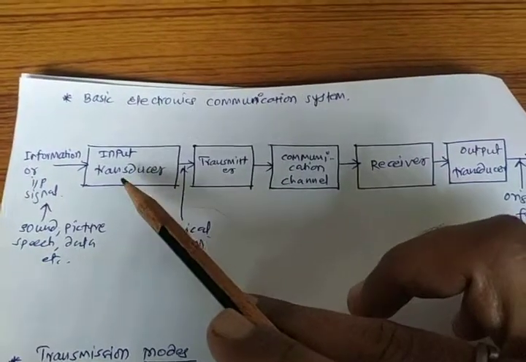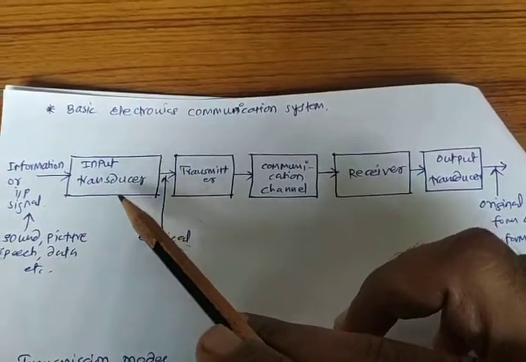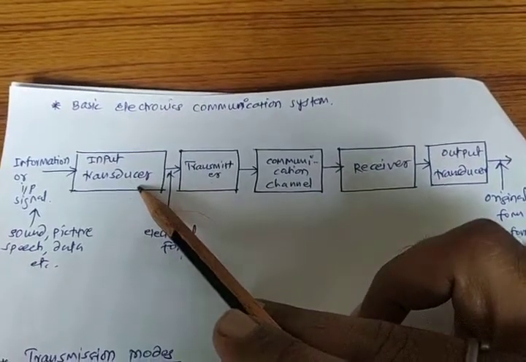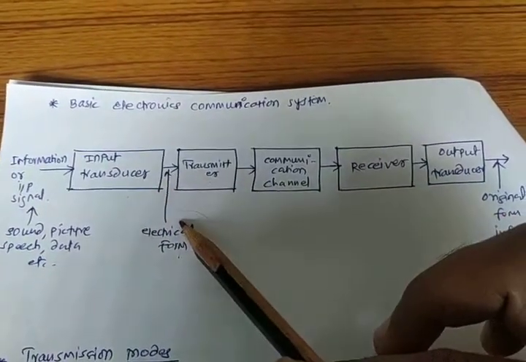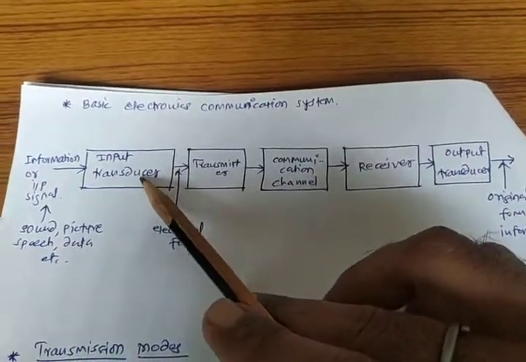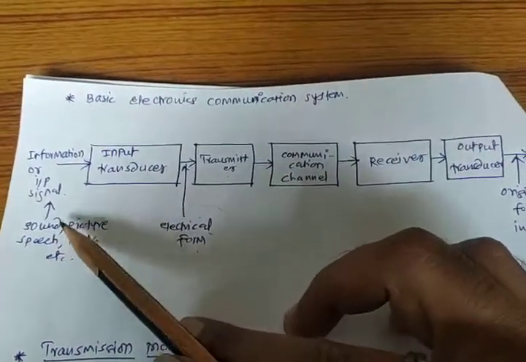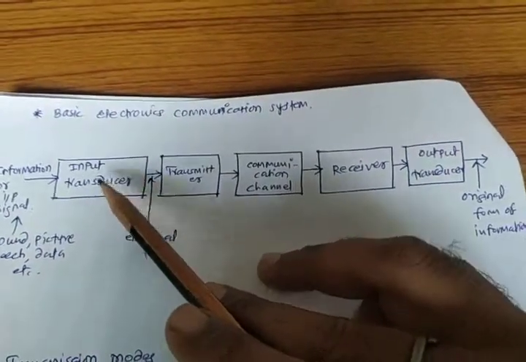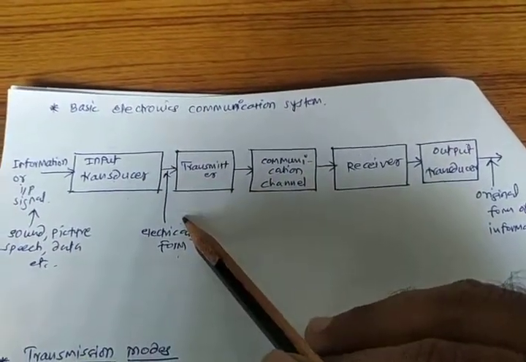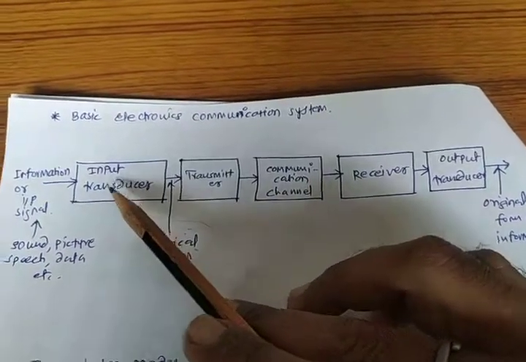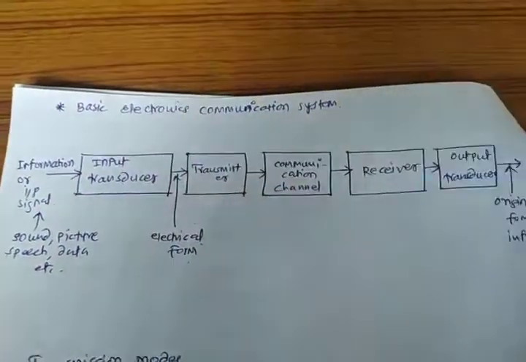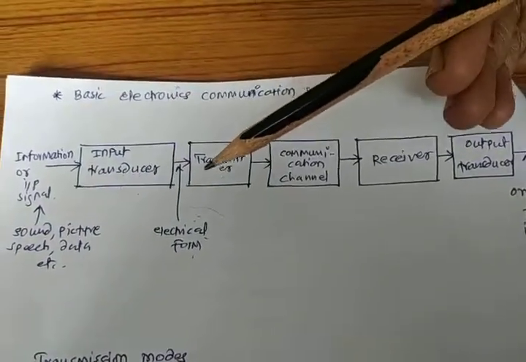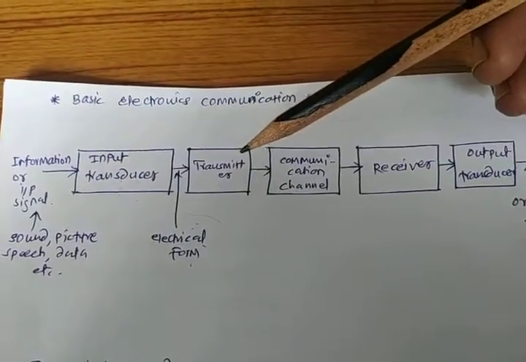The process of the transducer is that any physical quantity is converted into electrical form, which is why we use it. Whenever any information signal comes to the transducer, it converts this signal into electrical form. Since we use the transducer on the input side, it is called the input transducer. Then this electrical signal is transferred to the transmitter unit.